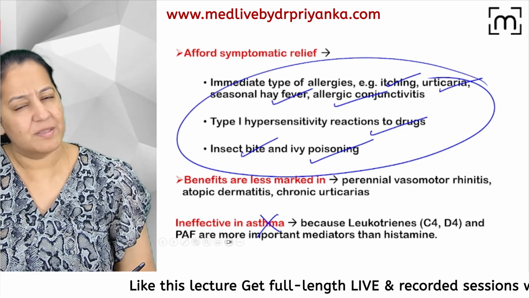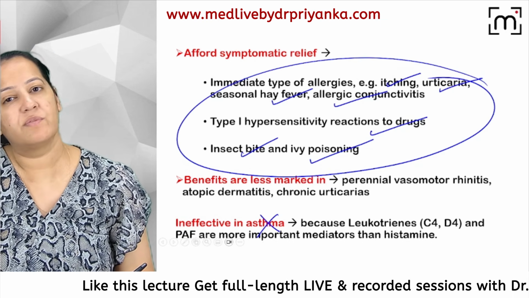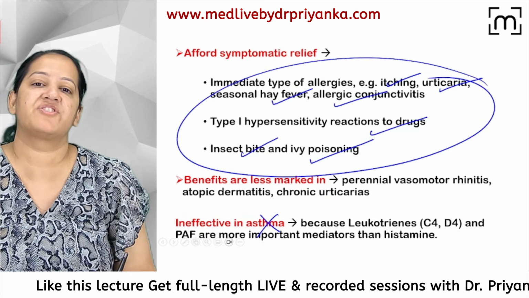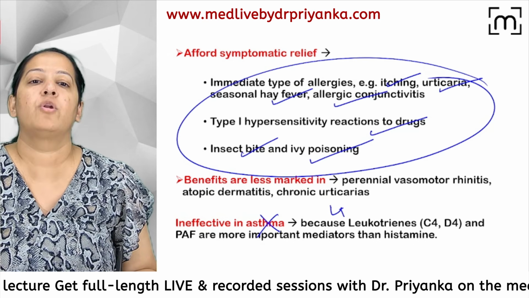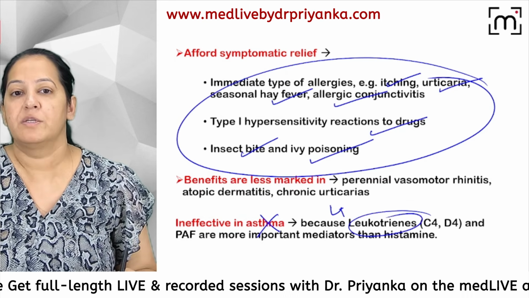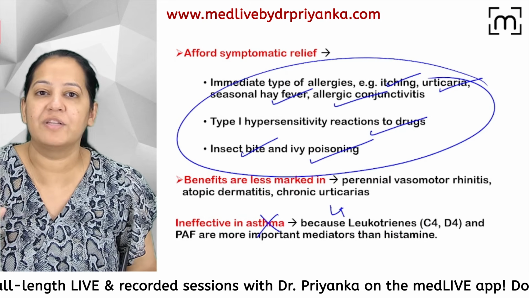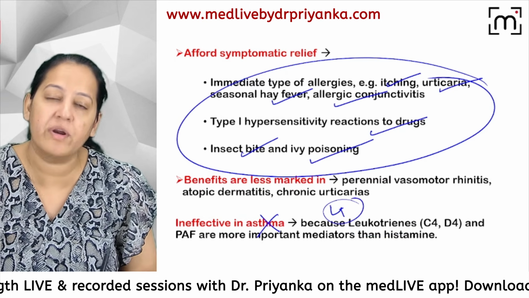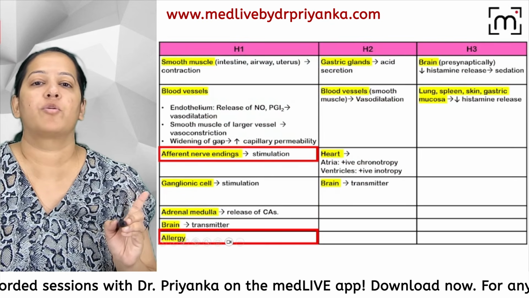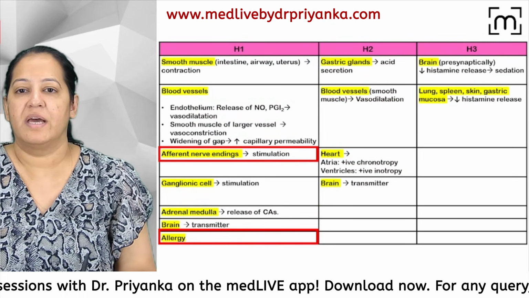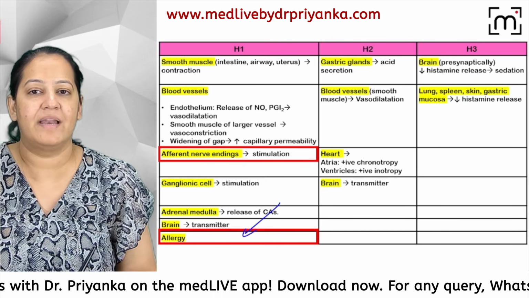You will say, ma'am, why? Asthma is also allergy, no? Why is it not useful in asthma? Asthma is also a type 1 hypersensitivity reaction. In asthma, the main symptoms are due to leukotriene, not due to histamine. So giving antihistaminic will not give much relief. Giving anti-leukotriene will give much relief. You are getting my point. So in asthma, antihistaminics are not of much use. That is allergy, the first use.